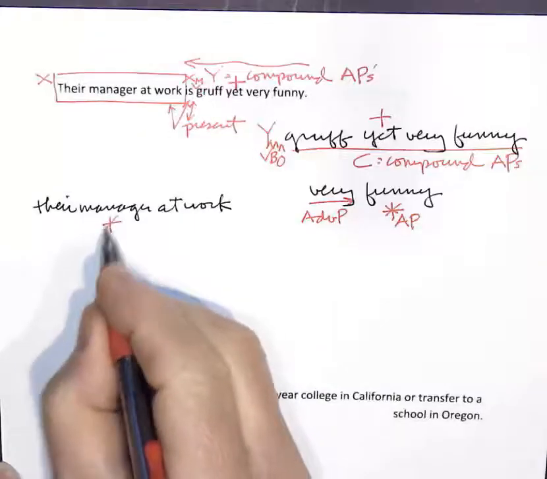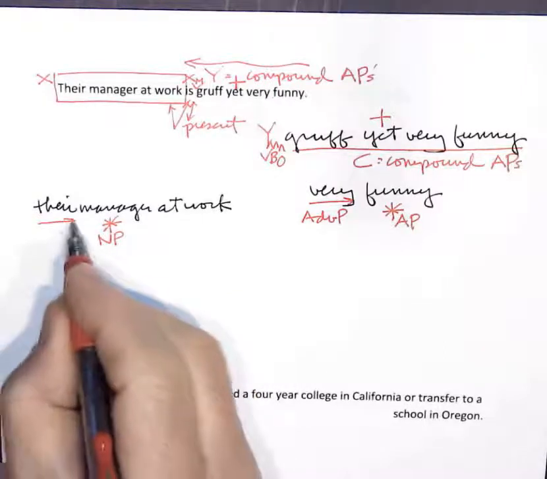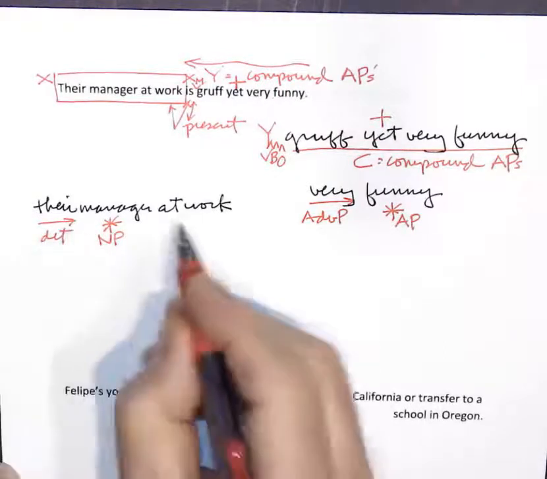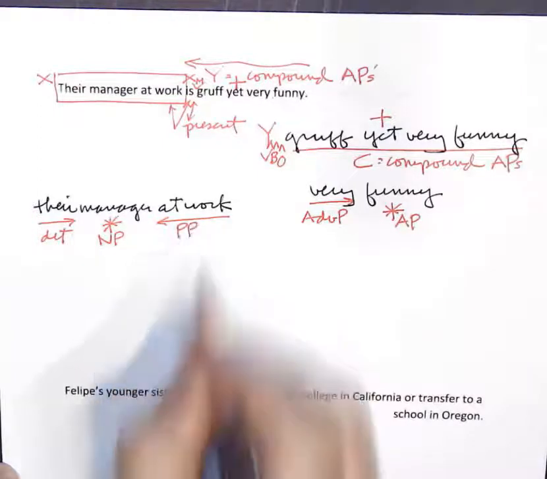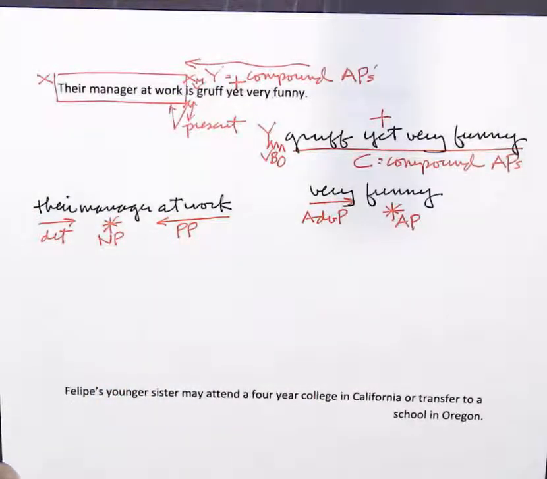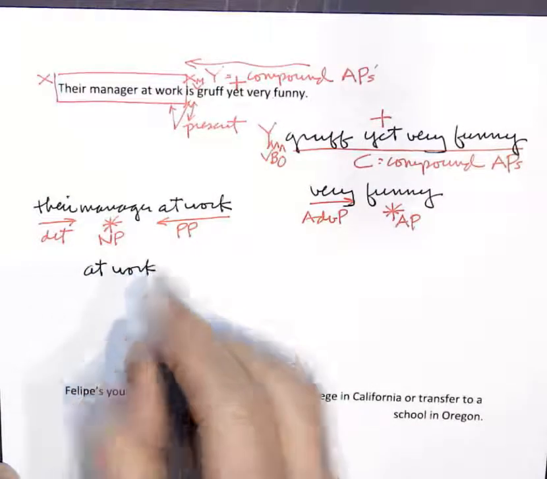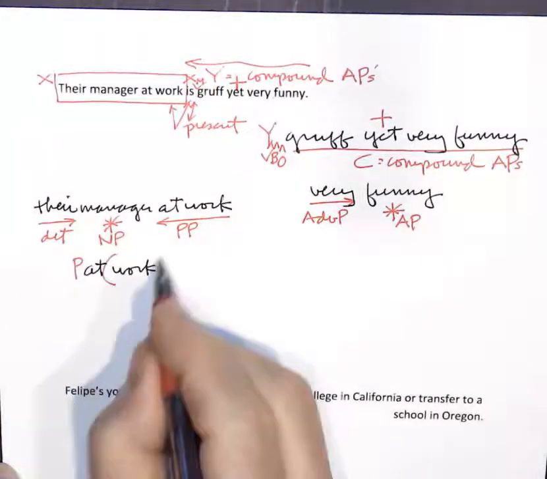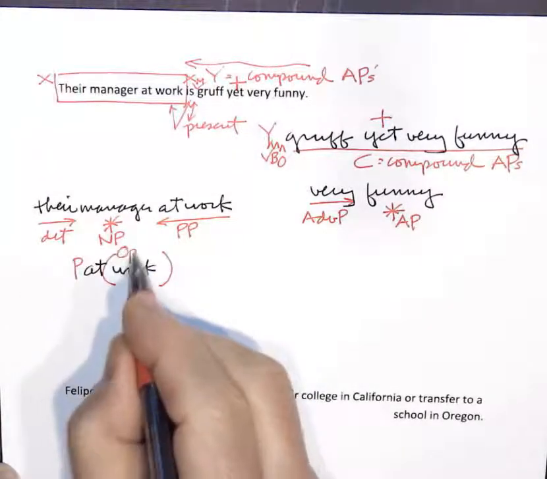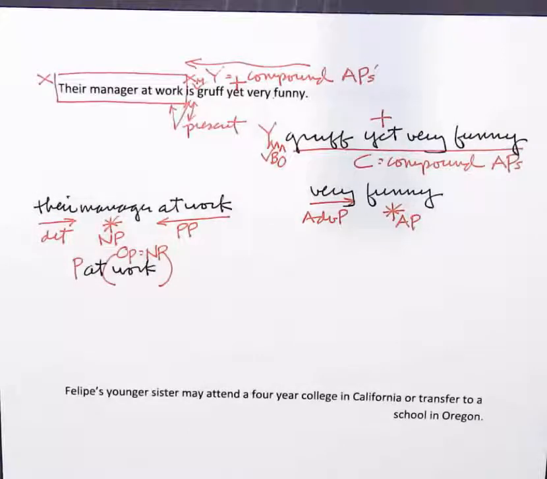Manager is the head. It's a noun phrase. There is a determiner. And at work is a prepositional phrase modifier. So let's rewrite the prepositional phrase at work. We'll show the preposition, the object of the preposition, and that's a noun phrase, work. And we don't really need to go any further than that.